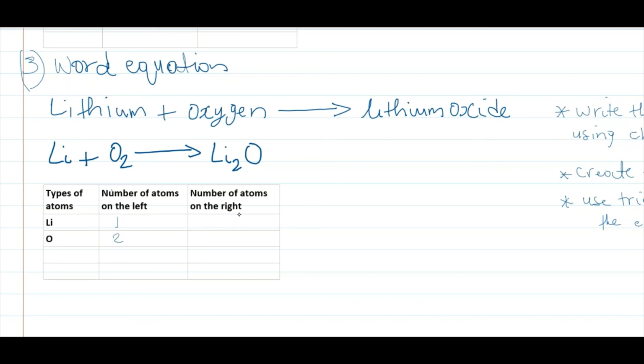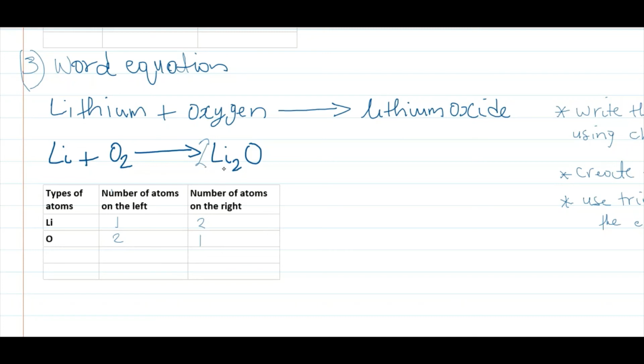How many do we have on the product side? There are 2 lithium atoms on the product side and only 1 oxygen. So how are we going to balance this? We're going to have to use trial and error, putting numbers in front of the chemicals, but I always recommend you put the number in front of the product side and try to balance things out. Here, we're going to put 2.